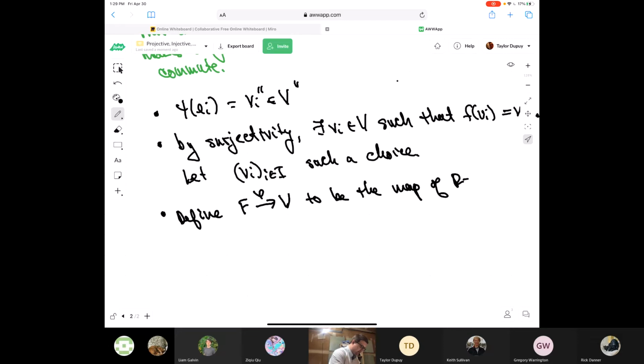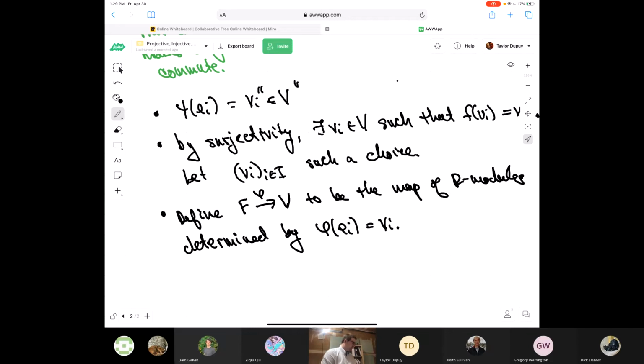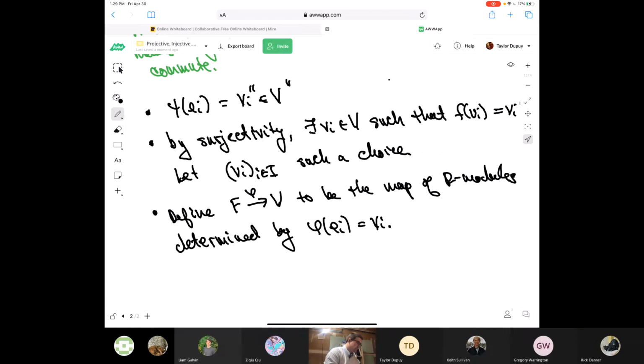of R modules determined by, okay, then we just do phi of e_i, and this is going to be v_i, like so. Right, and that's it. That's all you do.